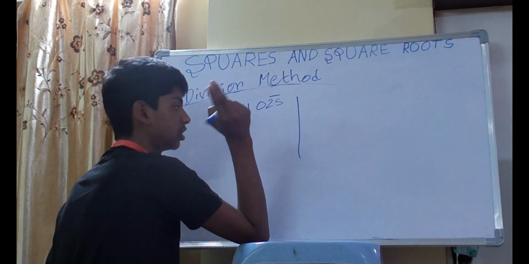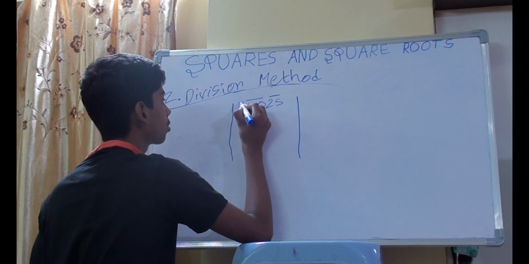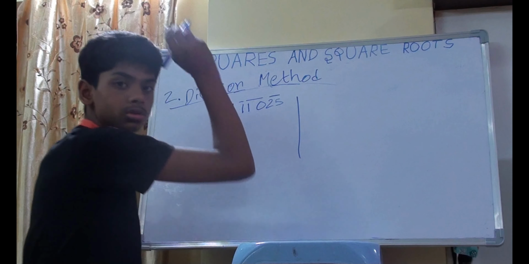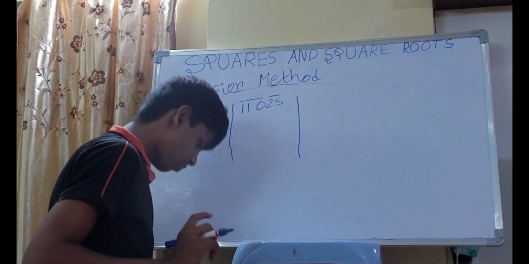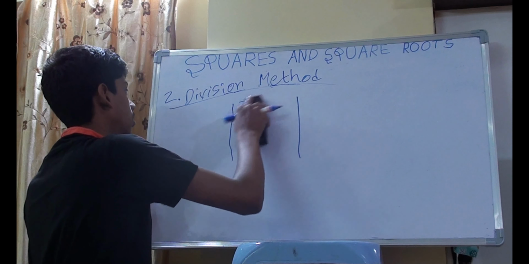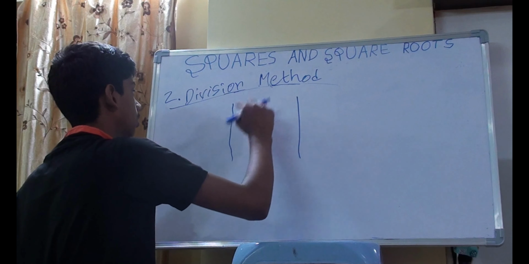From the right side you keep a bar over every two digits, like I'm doing. So this is 1. First let's go with the smaller number like 361.